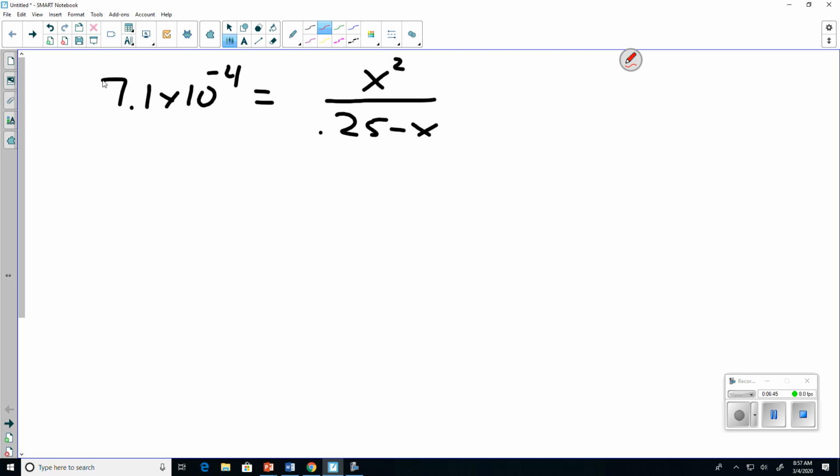Now, you can't just get rid of multiplying by small numbers, because multiplying and dividing by small numbers will drastically change their values. However, we can get rid of either adding or subtracting tiny, tiny values. Which now means we have 7.1 times 10 to the negative fourth equals X squared divided by 0.25.